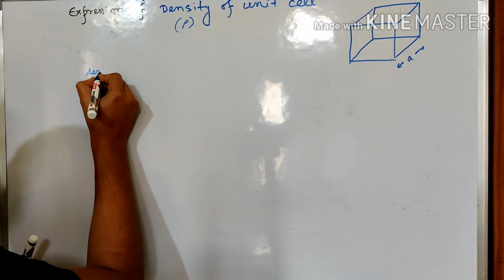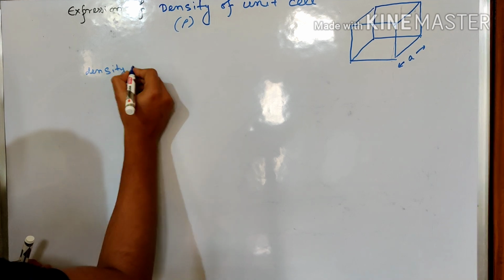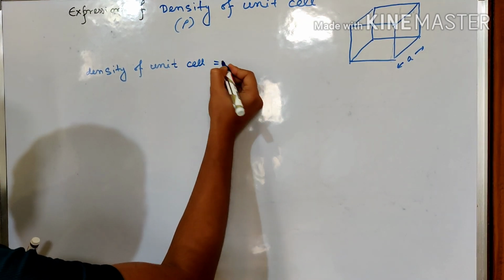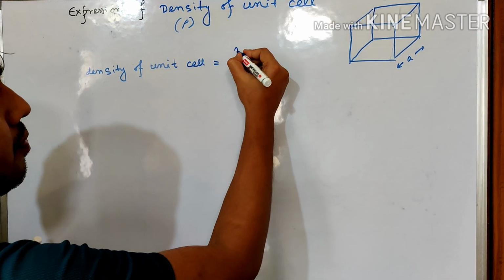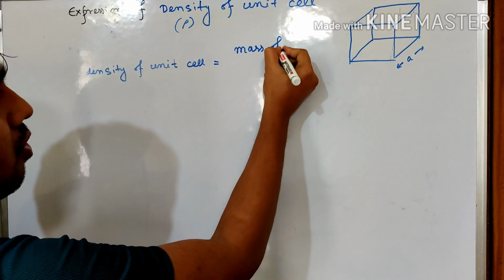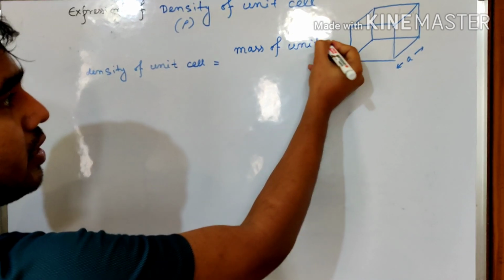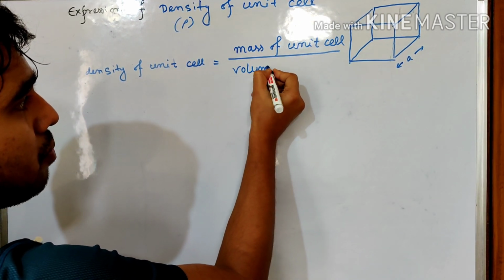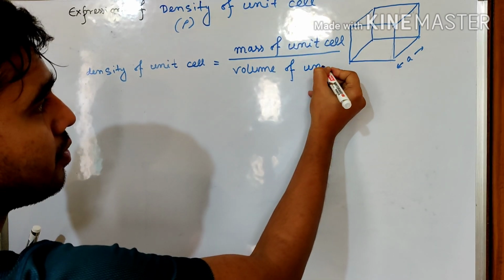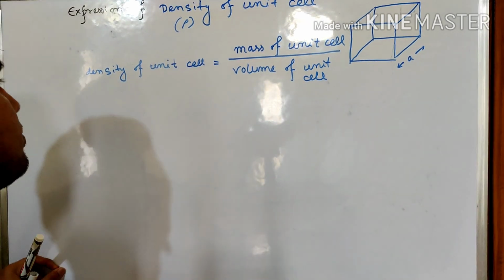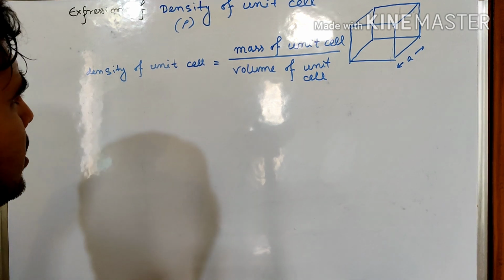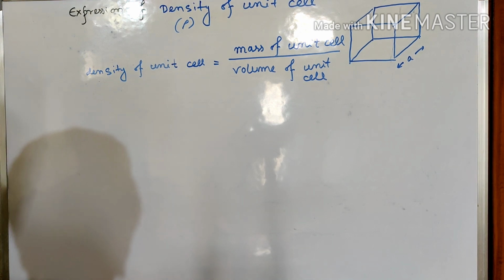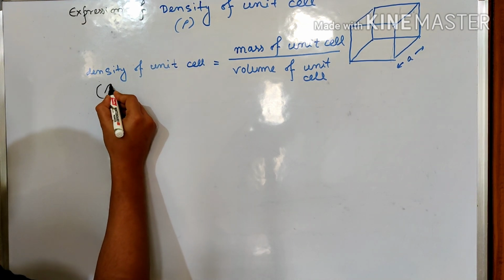so the density of unit cell should be equal to mass of unit cell divided by volume of unit cell. Obviously mass by volume. Now density we are designating as D or rho, whichever you like. I'm writing as rho.